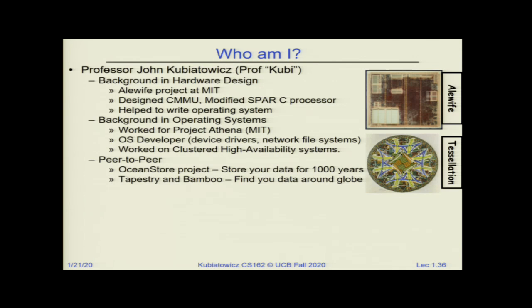I also worked on something called the Tessellation Project here at Berkeley, which was an operating system that we worked on from the ground up. And then what I was most well known for when I first got here is peer-to-peer systems. So I had a project called OceanStore, which was one of the first cloud storage systems, back before anybody used the word cloud to talk about computers. And one of our important metrics was, for instance, how do you store data for 1,000 years? And we'll talk more about how you can use erasure codes and other things like that to potentially store your information for a very long time. And there are also some very interesting peer-to-peer systems like Tapestry and Bamboo that came out of our project.